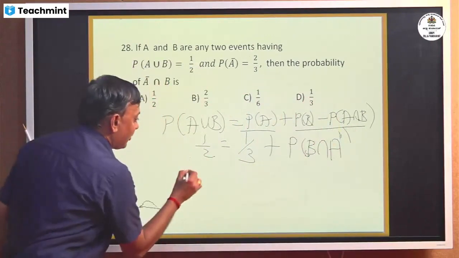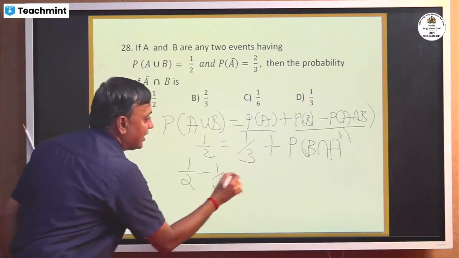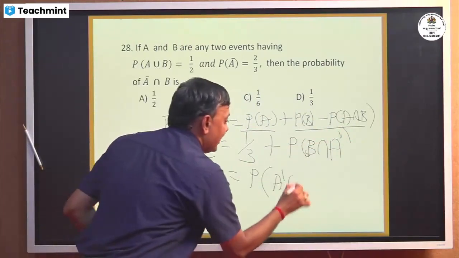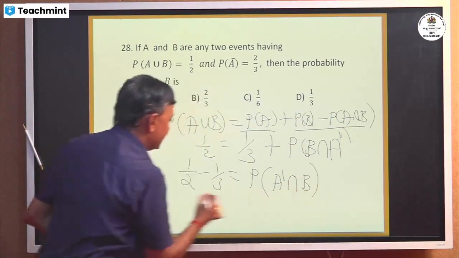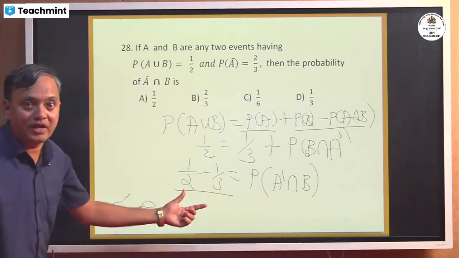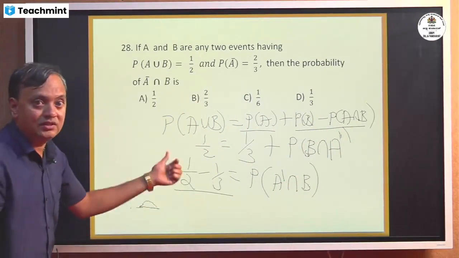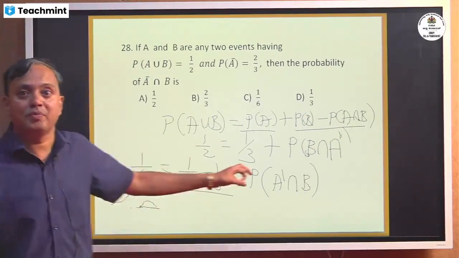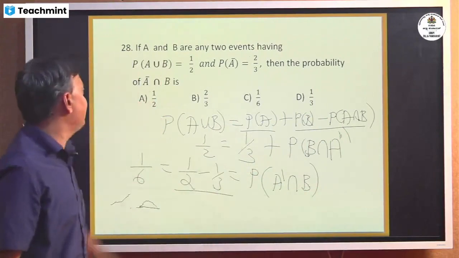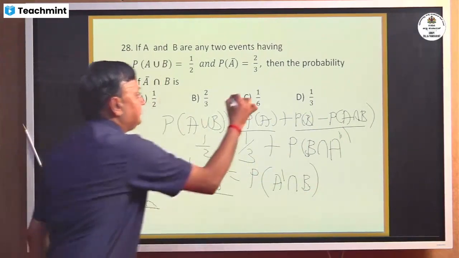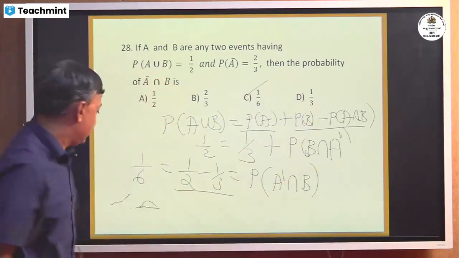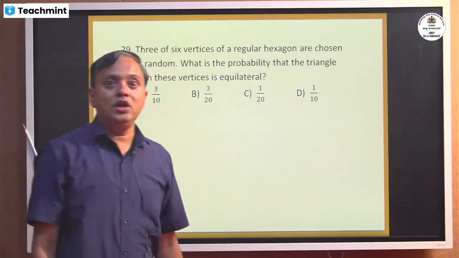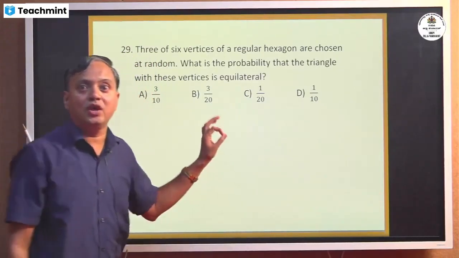So bring this to this side. 1/2 minus 1/3 is equal to probability of B intersection A dash, nothing but A dash intersection B. On simplifying, take LCM 6, then numerator 3 minus 2. Answer is 1/6. So probability of not A intersection B is 1/6. Next question. The 3 of 6 vertices of a regular hexagon.